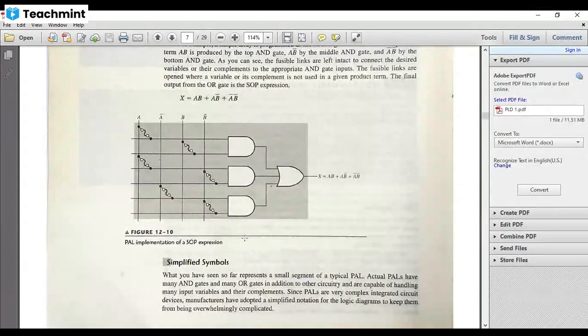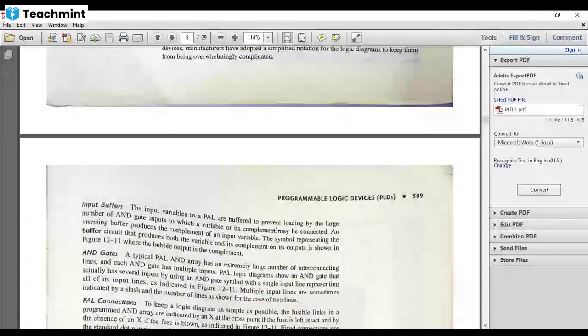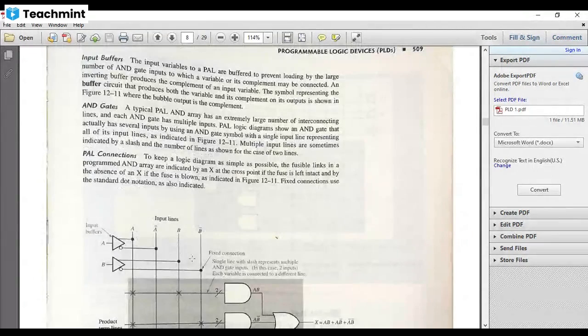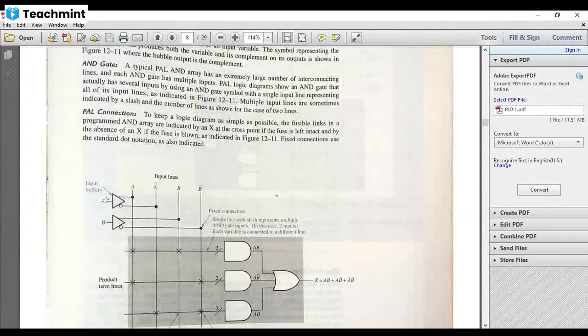This is the PAL structure, and here is its simplified structure. It is the same diagram, but simplified. Here these are the input buffers. If you take the inputs A and B, these are the two inputs, and through this input buffer we get the outputs: one is A and A bar, and for B, B and B bar.